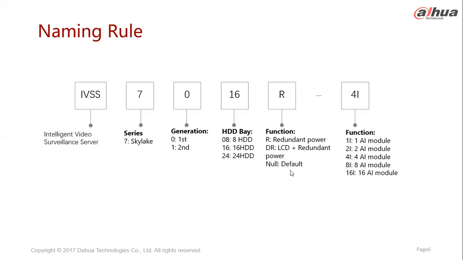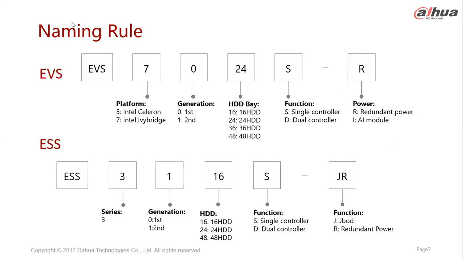Power: if you have a redundant power for IVSS, it means that it has 2 power slots where you can connect 2 power cables. Then VR LCD plus redundant power, or null. If null, you only have one power module. The last value is the number of AI channels or AI modules the device supports.